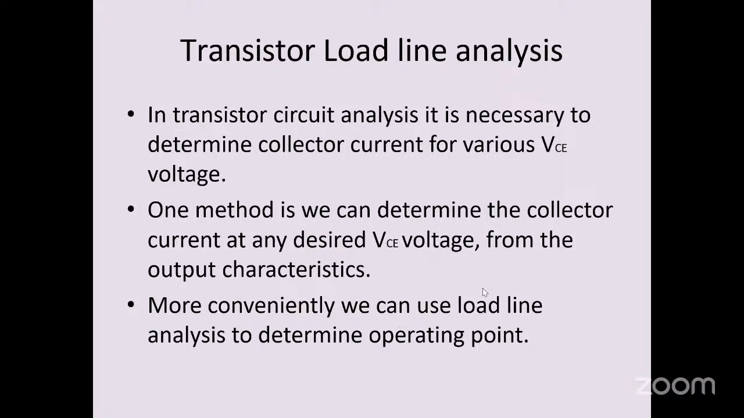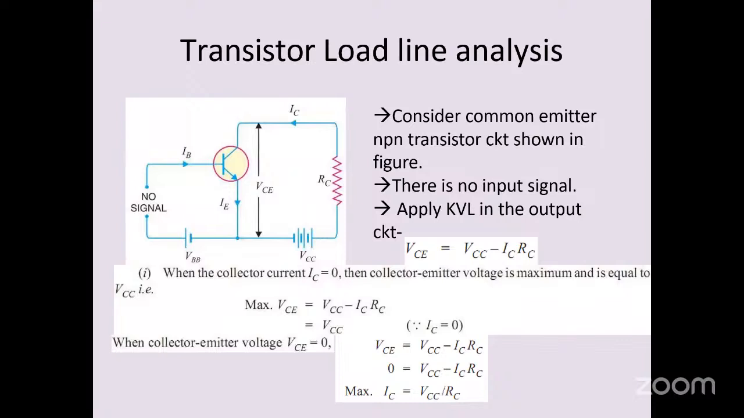Okay, so in transistor circuit analysis, it is necessary to determine the collector current for various collector emitter voltages. One method is to determine the collector current as an integer value. More conveniently, we can use load line analysis to determine the operating point. So this is the equation part.